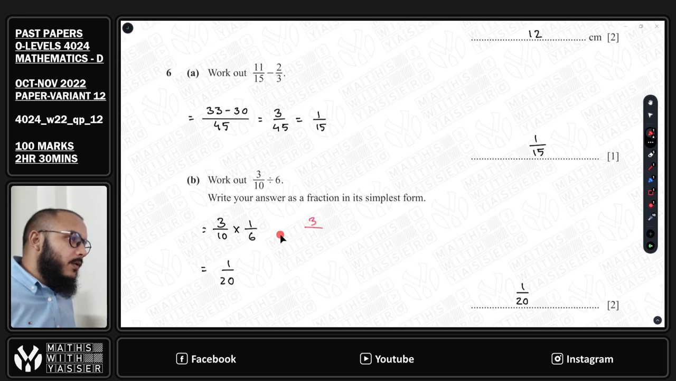So 3 over 60 is the same as 3 ones are 3, 3 20s are 60. So this is the simplest form.